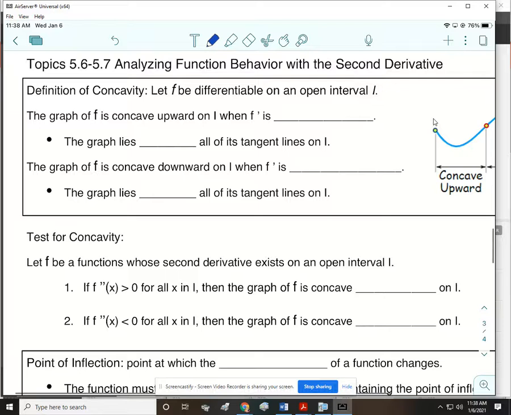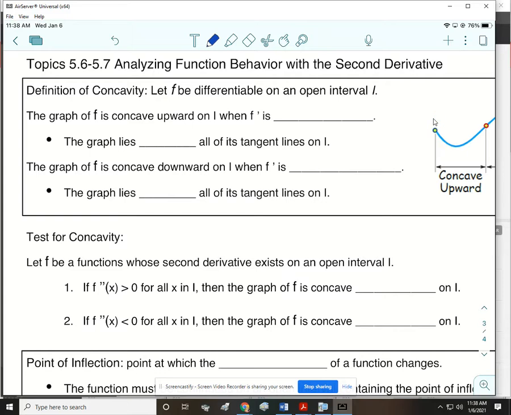All right, so on topics 5.6 to 5.7, we're going to be analyzing function behavior with the second derivative. And we'll go back and kind of review some of the first derivative stuff too as we go. All right, so concavity. The second derivative can be used to determine concavity.